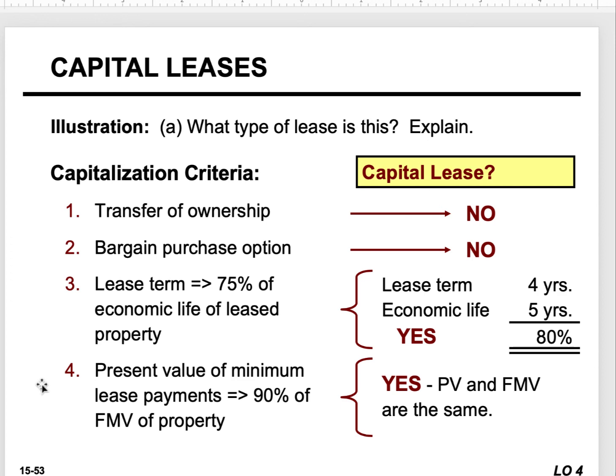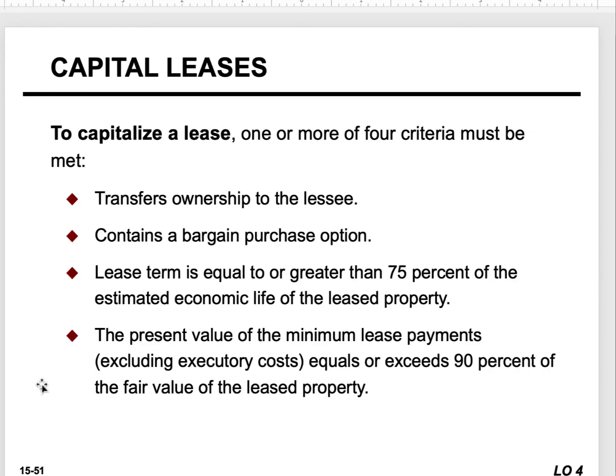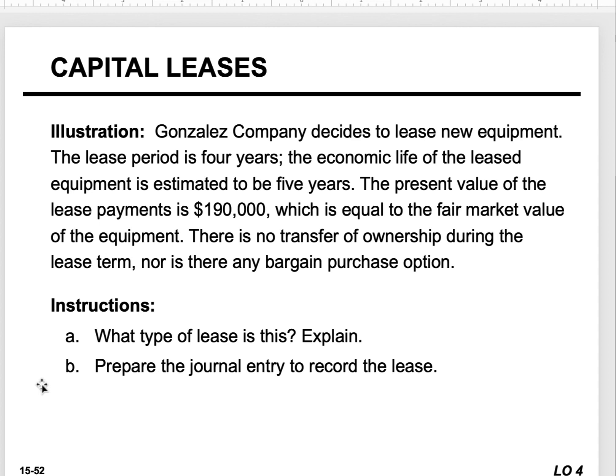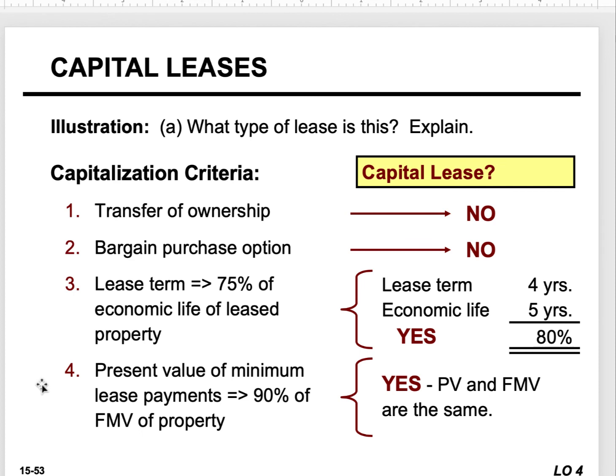Number 3 says the lease term is equal to or greater than 75% of the estimated economic life of the property. The problem tells us that it has an economic useful life of 5 years. How many years am I leasing that? 4. So we take the lease term of 4 years, divide that by the economic life, 5 years. We're basically using this property for 80% of its economic life. Yep, it is a capital lease.